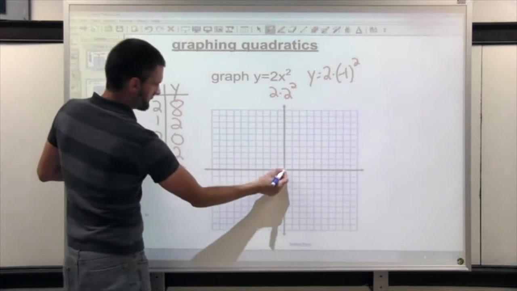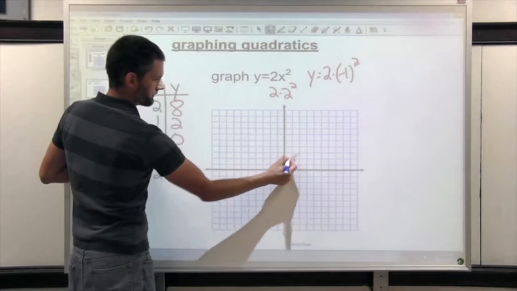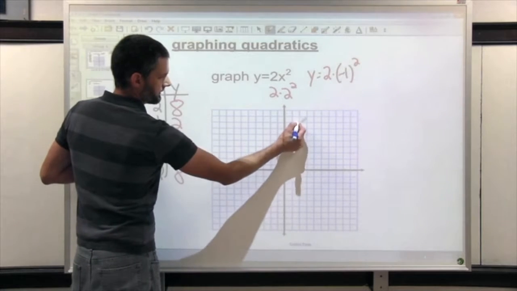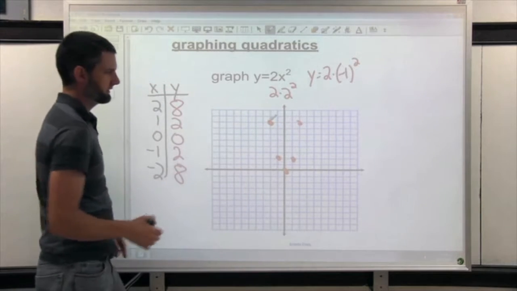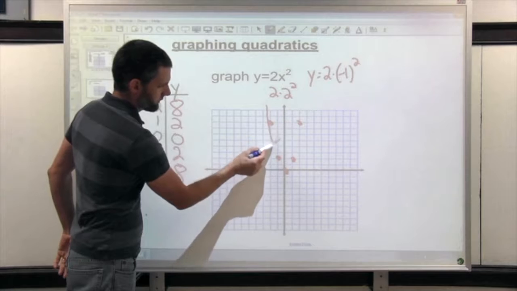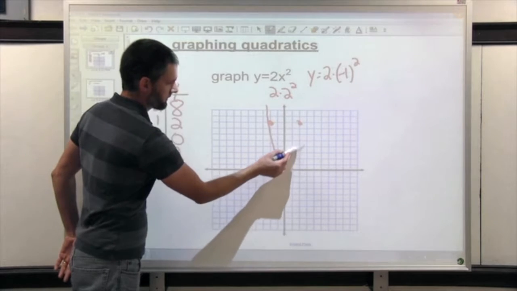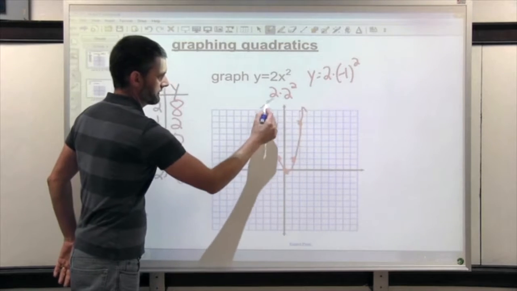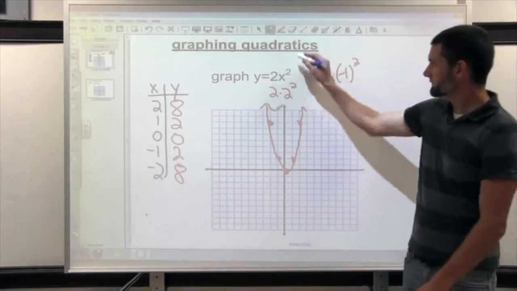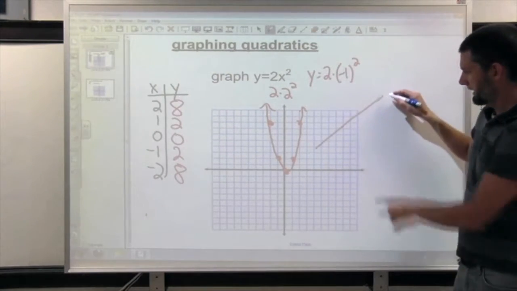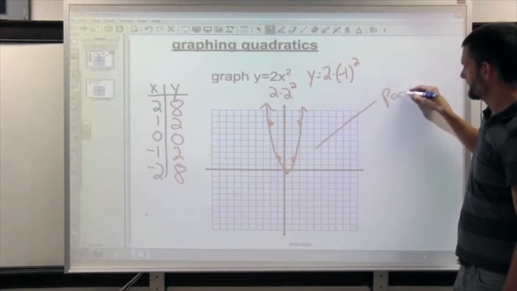Let's go ahead and graph these. Here's where these points are. And you can see they're not in a straight line. If you connect them with a nice smooth curve here, that is not a line. Every x squared equation has that shape. It's called a parabola.